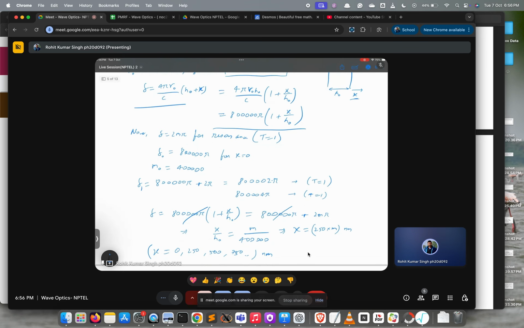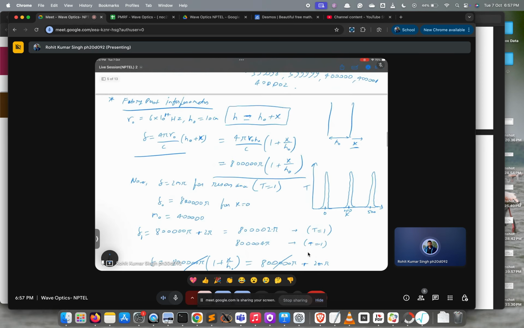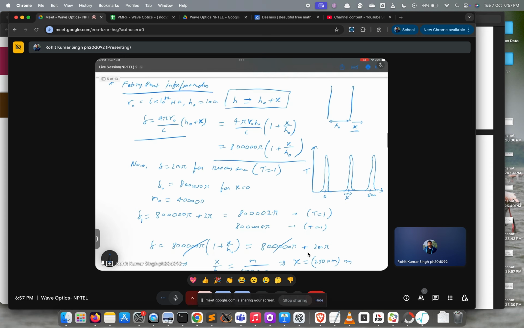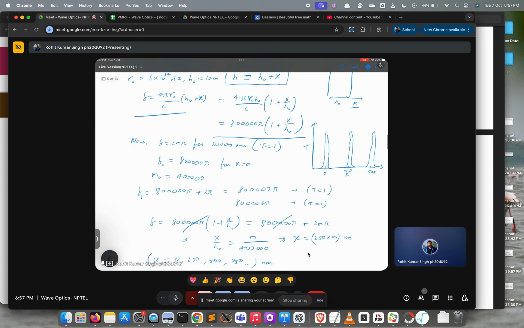That means if I plot this transmittivity as a function of x, you will get resonance. Suppose 0 is here, 250 is here, 500 is here, so you will see a peak here, and then if you increase the distance you will again see a peak, then you increase the distance you will see a peak. So as you keep on increasing the distance between the two plates, at particular intervals you will see a peak, okay. So this is the concept of interferometry.